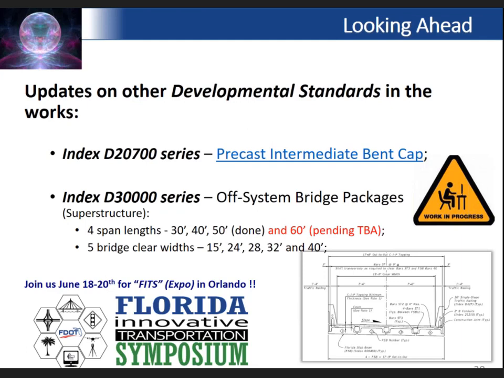The 300 series off system superstructure packages that were released, we still have the 60-foot span length to add, which was in the original plans. So that hopefully will be out by mid-year. And then in June, there'll obviously be some updated information at the Florida Innovative Transportation Symposium, which is the new Design Expo. So look forward to seeing many of you there.